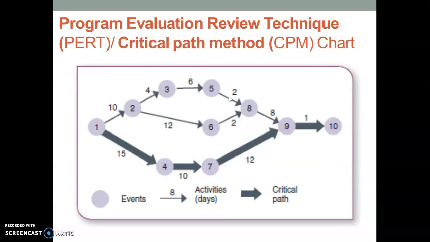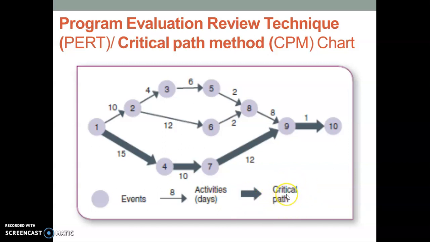PERT is the Program Evaluation Review Technique, and the second is the Critical Path Method. Both methods are somewhat similar. We can simply identify that there are silver dots. These are the events, numbered 1, 2, 3, 4, 5, and then there are arrows, which represent activities, against which we have the number of days taken in that particular activity, and then there are darker arrows which show the critical path.